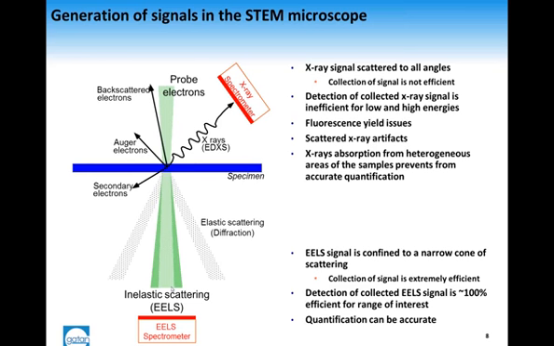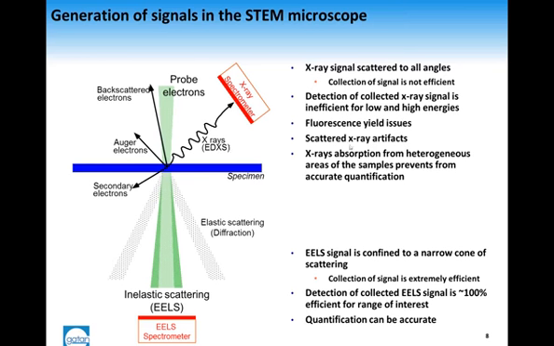And the amount of this energy that the incoming electrons lost can be measured using an EELS spectrometer. If you look at all the X-rays, you can clearly understand that X-rays can be generated from every angle in the sample. The collection of signal is not efficient. So the detection of X-ray signal is inefficient for low and high energy. We have problems of fluorescence yield. So basically, X-rays can be generated under X-ray.